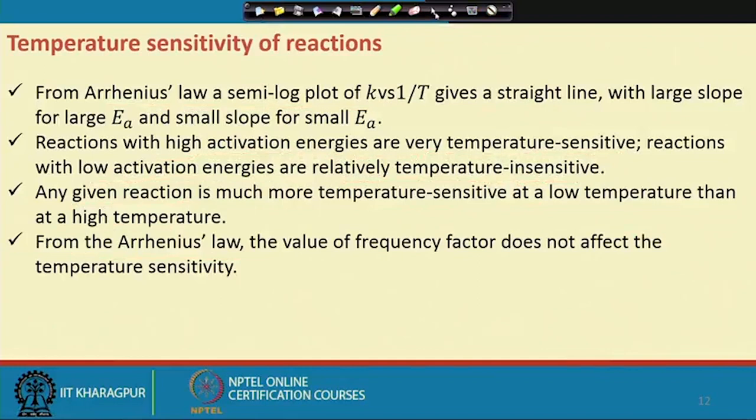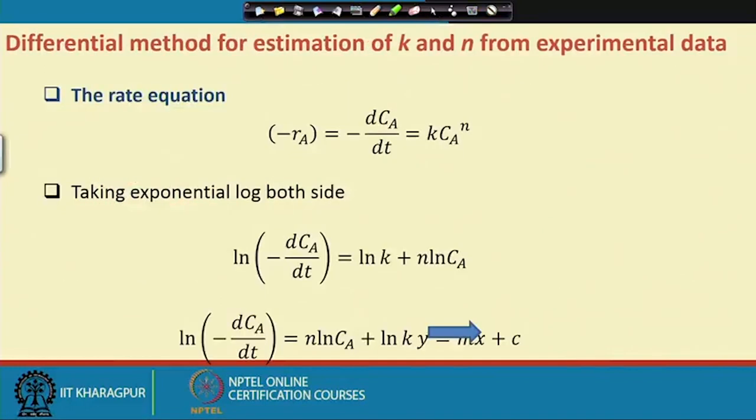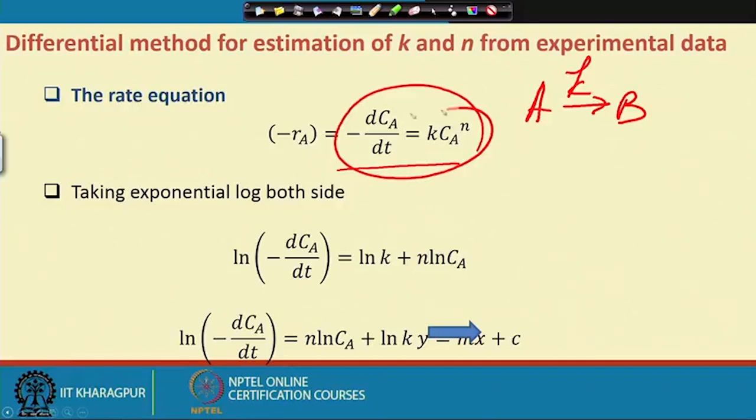Now the question comes, how can we determine the value of the rate constant and the order of reaction? So this is the equation that we have. The rate of reaction for A to B, if K is the rate constant, can be expressed like this, am I right? Now if you take the natural log, ln of minus dCA by dt, this comes to ln K plus n ln CA.